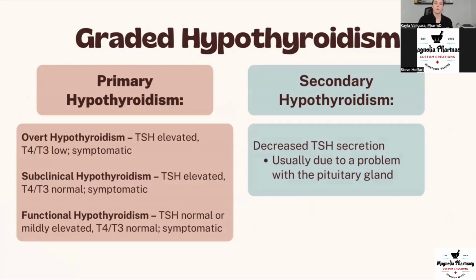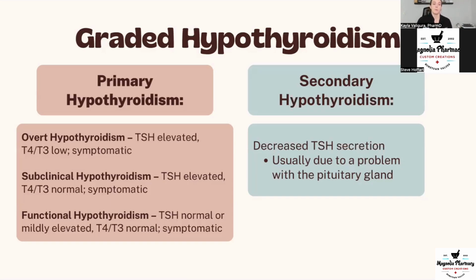So hypothyroidism can be broken up into categories. We have primary hypothyroidism with three subcategories here. We have our overt hypothyroidism. That is what you think of when you're thinking hypothyroidism. This is a classic example where our TSH is high and our T4, T3 is low, and we are experiencing those symptoms that I was discussing.